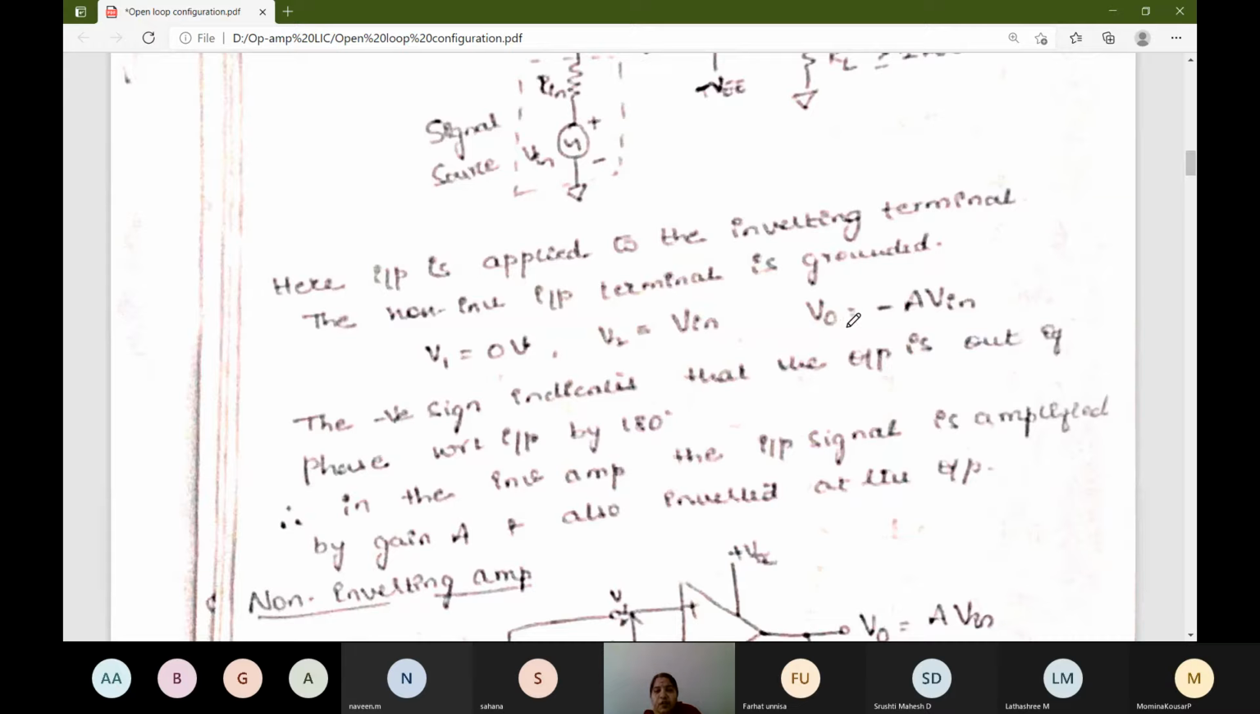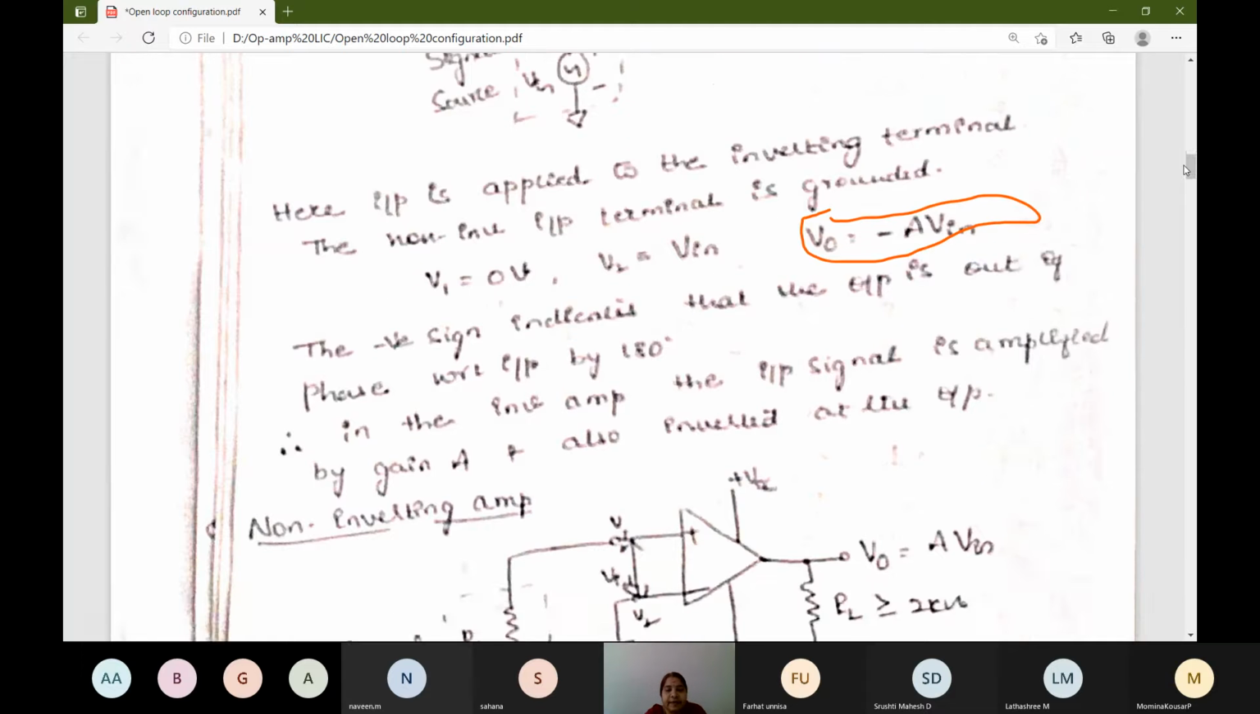So output will be V0 is equal to minus gain into Vin. V0 is equal to minus A into Vin is the output, because we have only one voltage as input and the other input is grounded. What does this negative sign indicate? The negative sign indicates that the output is out of phase, because the input is given to the inverting terminal. So this is one configuration, that is the inverting amplifier.